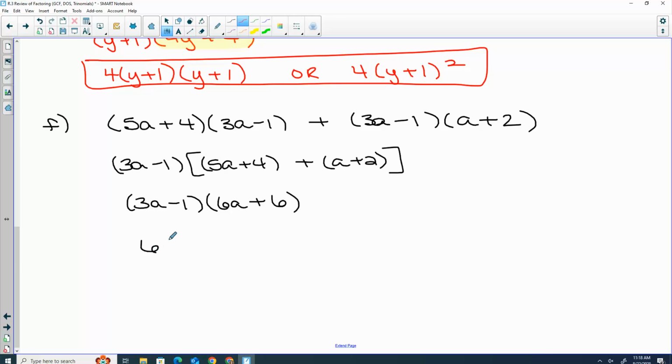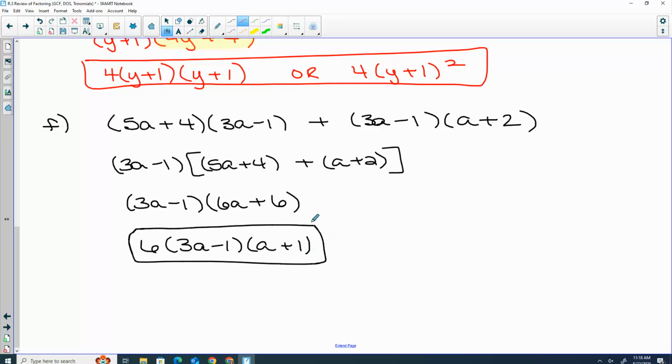Take that 6 out, so we have 6 times (3a minus 1) plus (a plus 1). Right, looked like we did pretty well with that one. So we can do greatest common factor even if it's not just a nice simple problem. Any questions there?